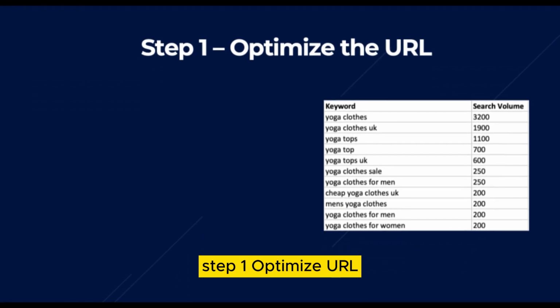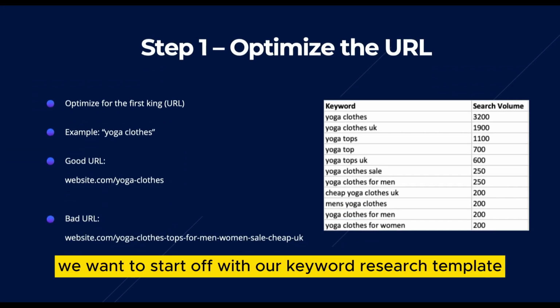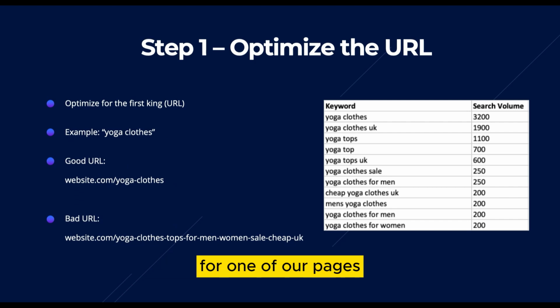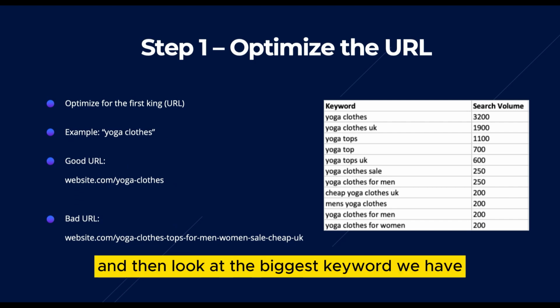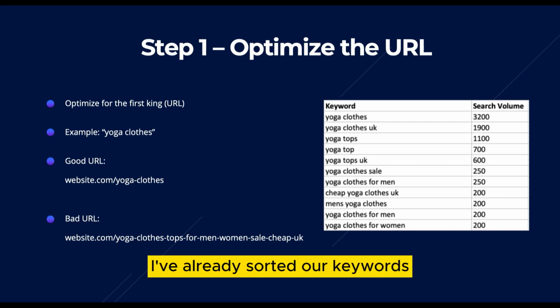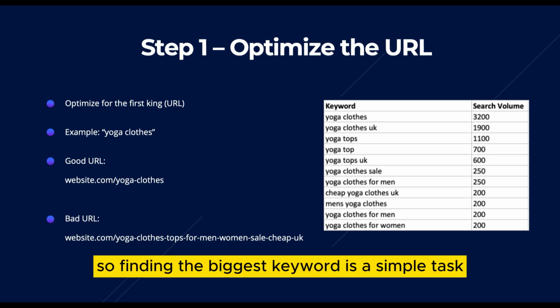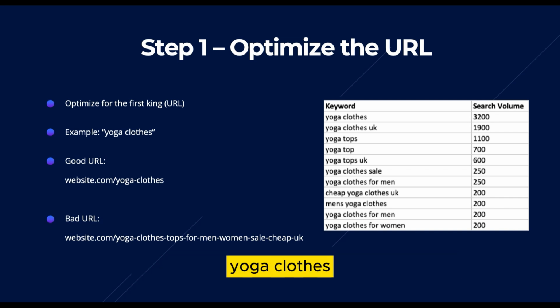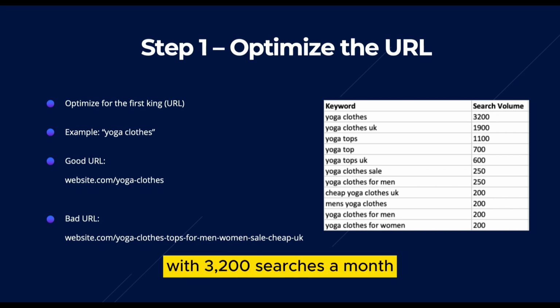Step 1. Optimize the URL, which is the first king. We want to start off with our keyword research template for one of our pages and then look at the biggest keyword we have. So in this example, I've decided to go with our yoga clothing page, as you can see from the screenshot on the right. I've already sorted our keywords in order of the most monthly searches, so finding the biggest keyword is a simple task. We can easily see that the biggest keyword is yoga clothes with 3,200 searches a month. As this is our biggest keyword, we want to include it in our URL.